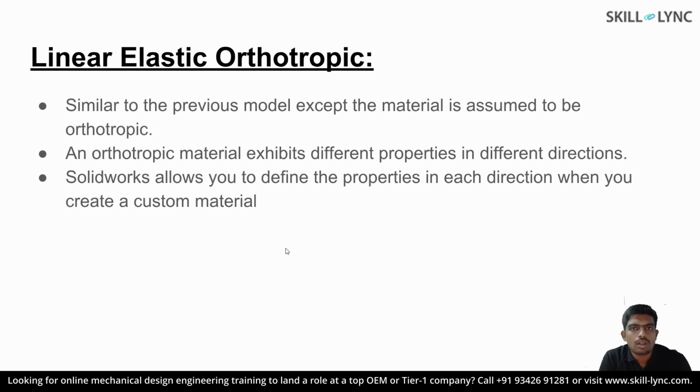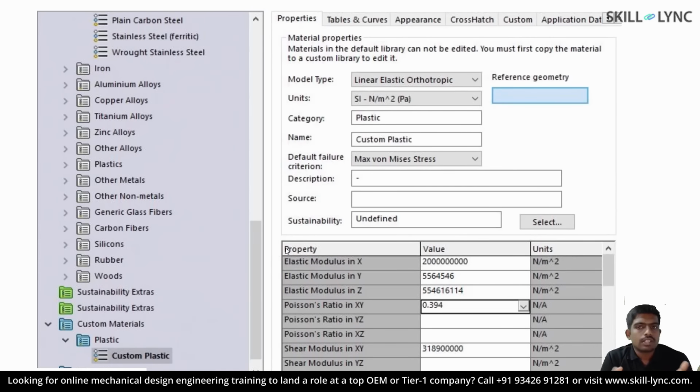This way, you will be able to capture the behavior of orthotropic material, but this particular model will revert back to its original shape after the loads are unloaded. While choosing this linear elastic orthotropic, you need to input values for elastic modulus along y and z as well as Poisson ratio in all the other planes.